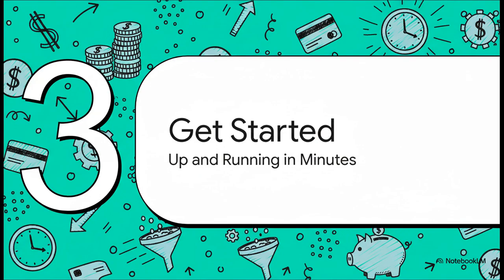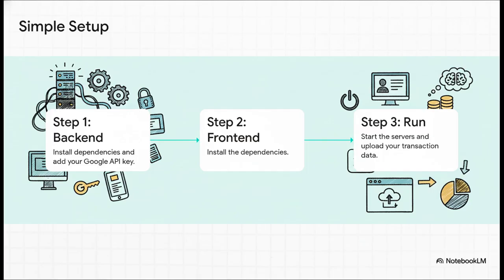Okay, at this point, you might be thinking, this all sounds great, but it's probably a pain to set up, right? Nope, not at all. Let me show you how you can get this thing up and running in just a few minutes. Seriously, it's just 3 simple steps. First, you set up the back end. That just means installing a couple of dependencies and adding your Google API key. Easy. Step 2, set up the front end, which is even easier, just installing the dependencies. And finally, step 3, you just run the servers and upload your transaction data. That's it. You are good to go. I'm not kidding. You'll be done before your coffee is even ready.